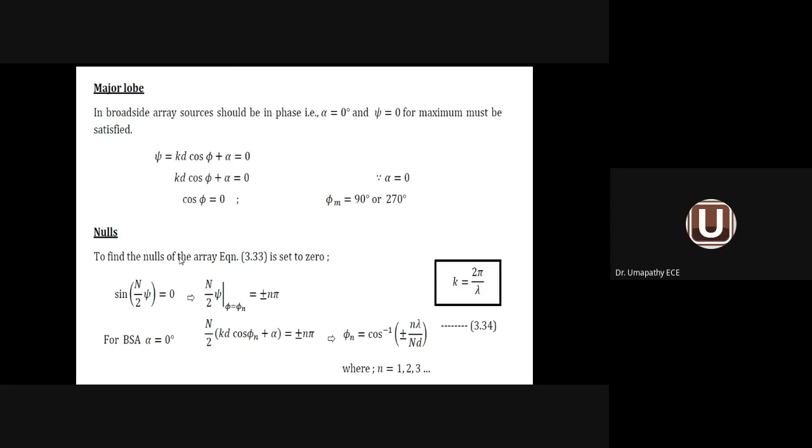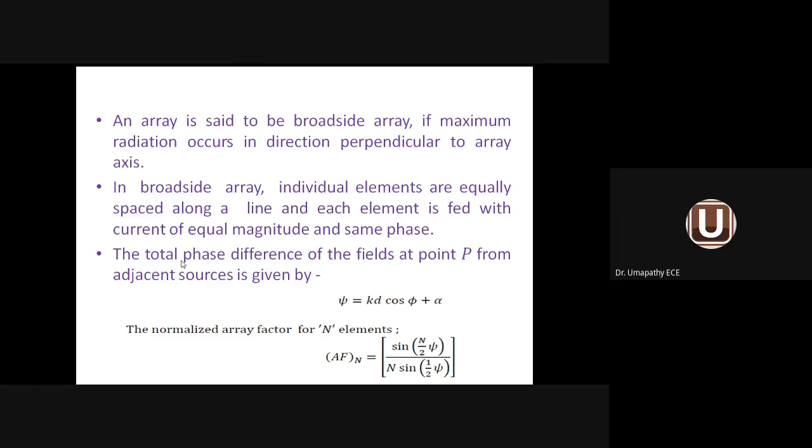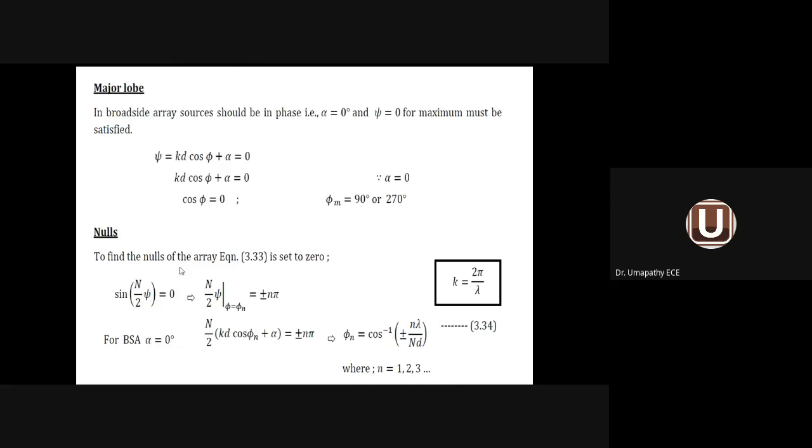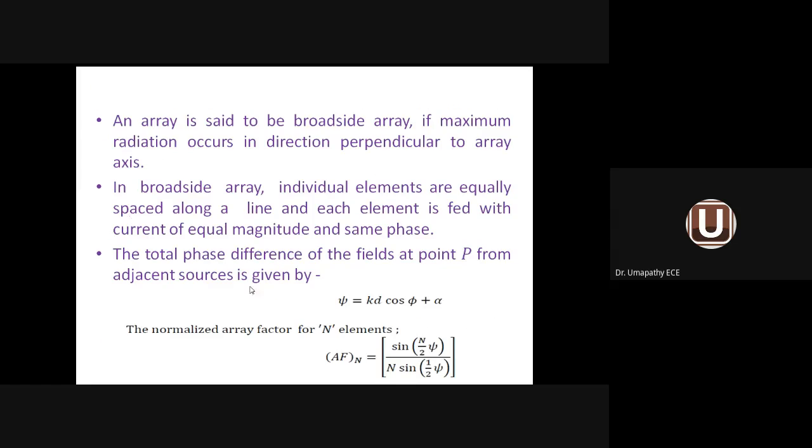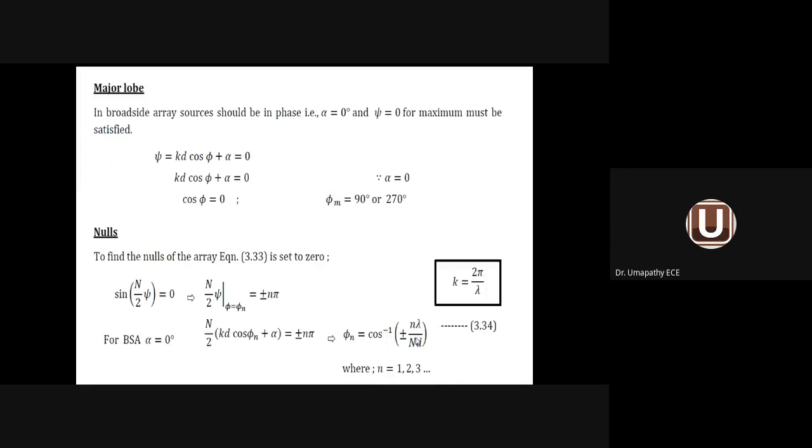Second one, null point. Null point means if the array factor is equivalent to 0, you will get the null point. So the denominator will become 0. I am taking only the numerator from this equation, sin(N/2 psi). So sin(N/2 psi) equal to 0. N/2 psi equals sine inverse of 0, which equals plus or minus n pi.